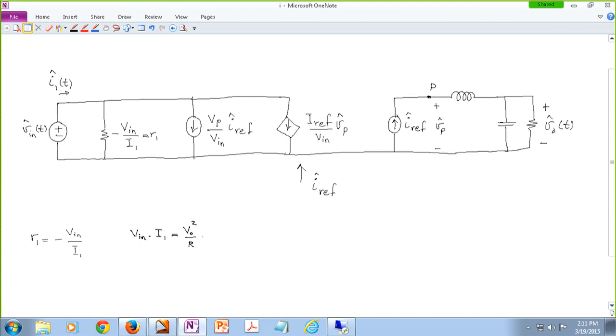And instead of the output power, for the output voltage I just write it as D times the input voltage. So technically, you end up with this.